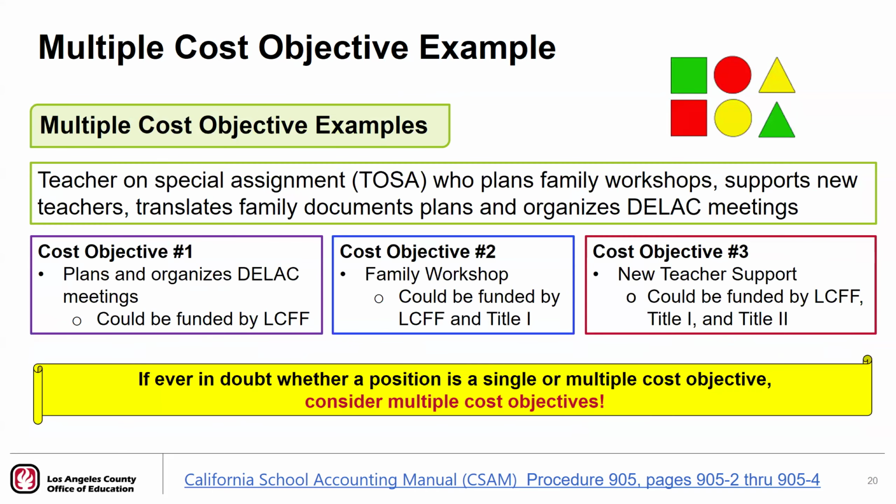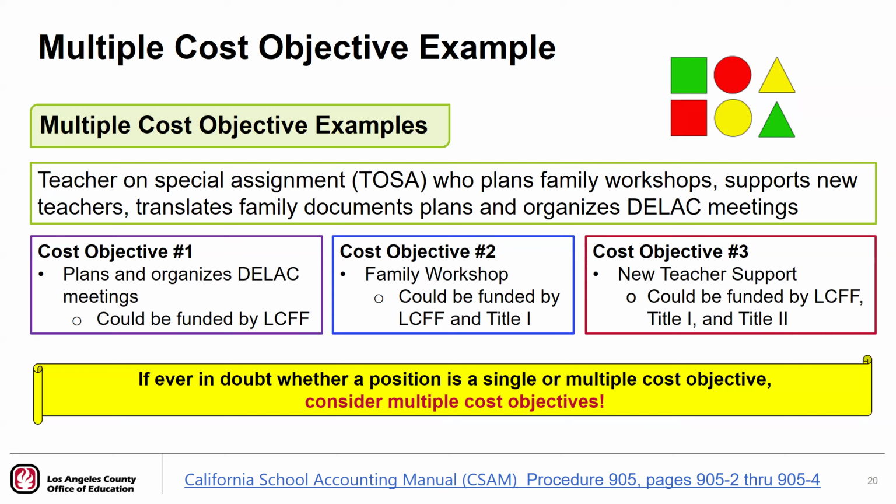A multiple cost objective is when the objective of the work is varied, where all tasks are not all allocable to an award or perhaps all funding sources. It is when the employee works on more than one award and the activities performed may not be considered a single cost objective. In this example, a teacher on special assignment plans family workshops, supports new teachers, translates family documents, plans and organizes the DLAC meetings.